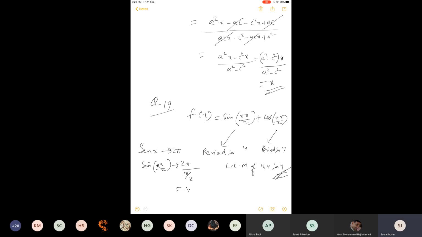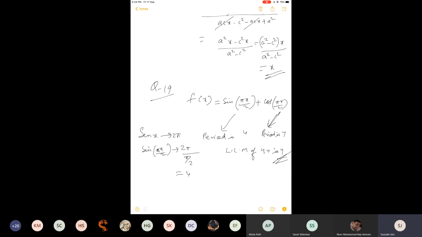Because just like sin x has period 2π, cos also has period 2π, and the number is also the same, π by 2. So this will also have the same period. Now what is the period of the whole function? It is the LCM of T1 and T2. So 4 and 4, LCM is 4. That is the period of this whole function.